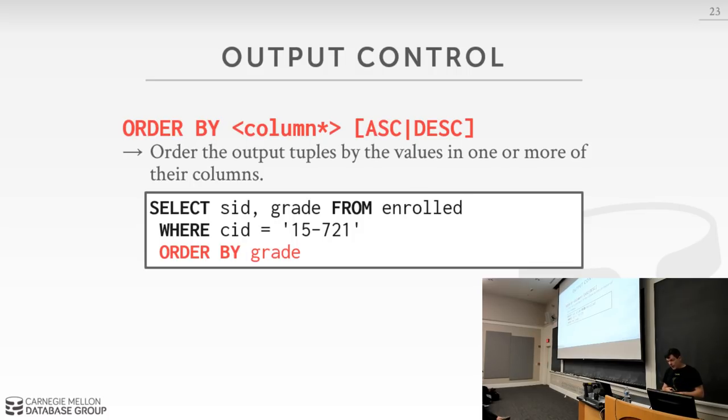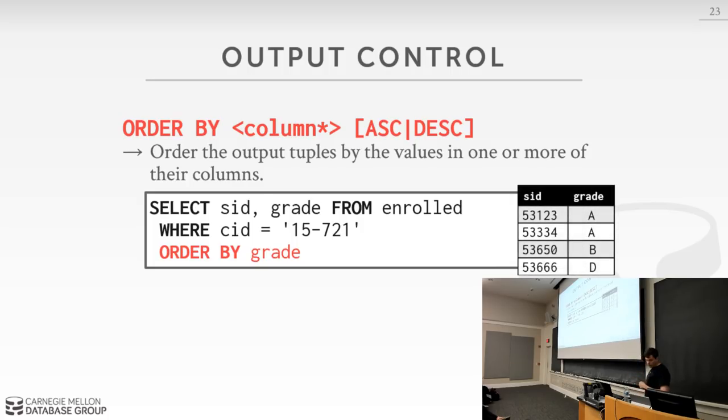In addition to output redirection, we can also do output control. Remember I said at the beginning, SQL is based on bag algebra, meaning it's unordered. But there are many times where you want ordering in your output. To do this, you add the ORDER BY clause, which specifies how to sort the results generated by the query. In this example, I'm going to sort the tuples from the enroll table based on their grade. Even though I don't specify ascending or descending, the default in SQL is ascending. You get output like this.